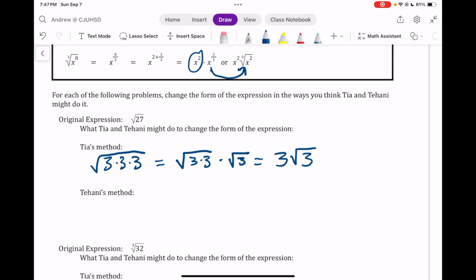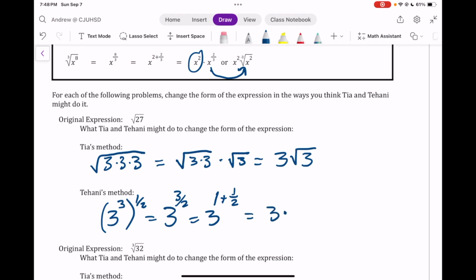So 3 root 3. Tehani, though, would do it with fractions. That would be 3 to the 3rd to the 1/2 power. Or in other words, 3 to the 3 over 2. And then as a mixed number, that would be 3 and 1 plus 1/2. So see, 3 to the 1 is going to just come out as 3. And then 3 to the 1/2 could be written as 3 with the root symbol and 3. So these 2 are equivalent to each other.